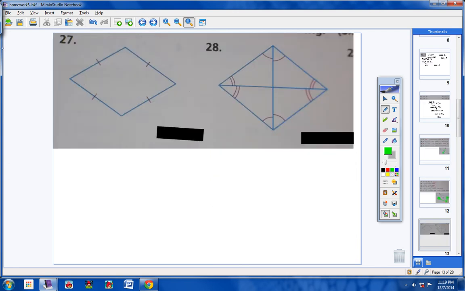Okay, the directions for 27 through 30 say each figure is a parallelogram, so we know that. Tell us if it's a square, rectangle, or rhombus, okay? Well, first of all, we have a parallelogram here in which all four sides are congruent. Now, it might be a square, but we don't know for sure. What we do know for sure is a rhombus is a parallelogram that has four congruent sides. So 27 is a rhombus. Let me say that again. A rhombus is a parallelogram that has four congruent sides.